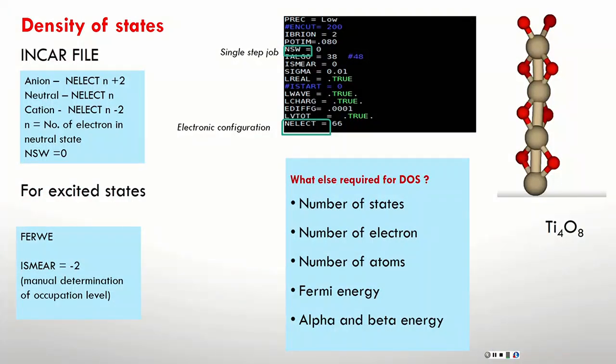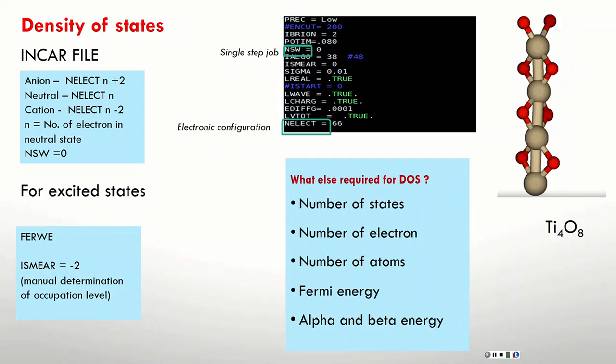One more specific change in the INCAR file is that for the excited state, we have to use the command FERWE and ISMEAR = -2. That will control the manual determination of the occupation level. If ISMEAR is equal to 0, that will be automatic determination of the occupation level. As in the earlier slides, NSW here is 0, so it's a single step process, and the electronic configuration can be determined depending upon the anion, cation, or excited state.